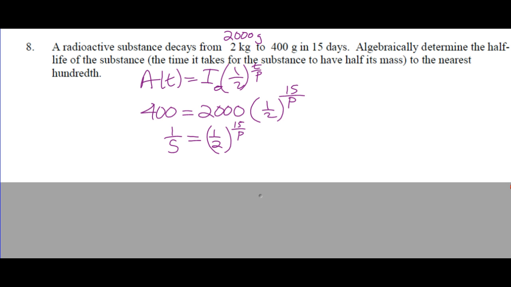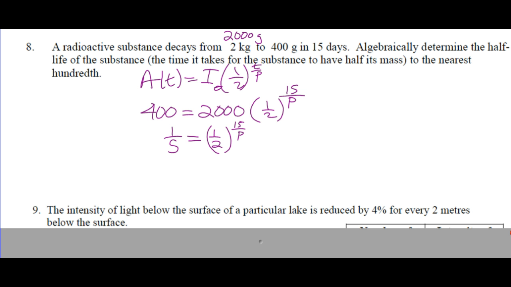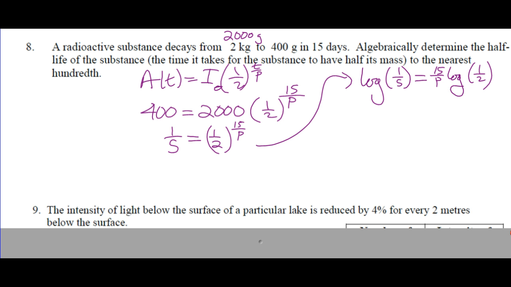So I have 1/5 is equal to 1/2 to the 15 over p. How do we solve that? What are you going to do? Take the log of both sides. So the log of 1/5 is equal to 15 over p times the log of 1/2.